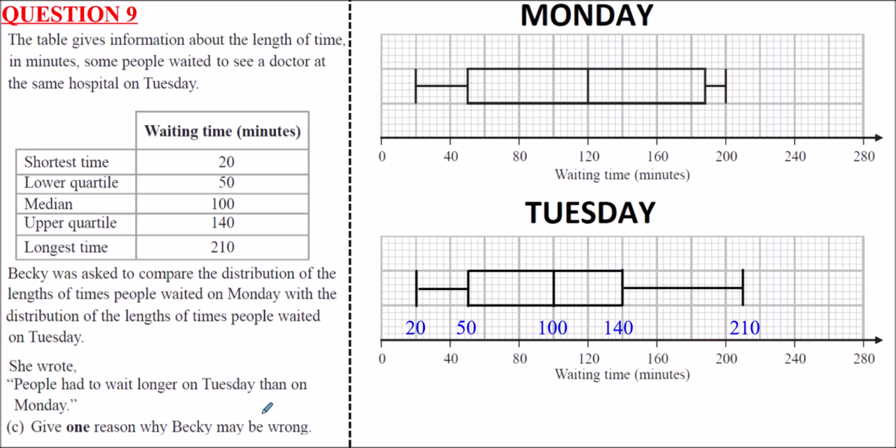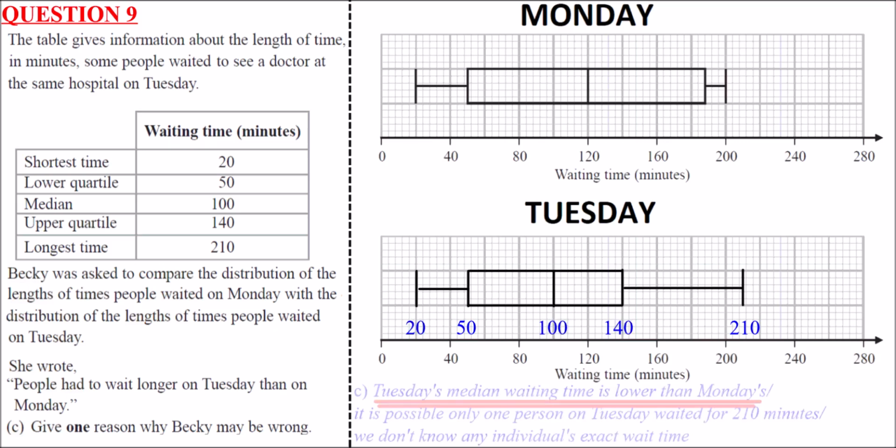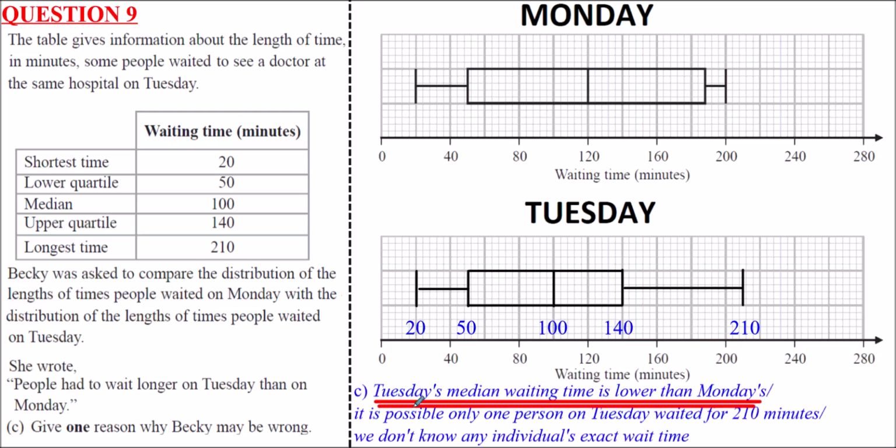Of the several things you could put down, I'm going to mention the 3 most obvious, in my mind at least. So what I'd suggest would be one of the following. I've underlined in red what I think the most obvious one is. Tuesday's median waiting time is lower than Monday's. The median for Tuesday is 100, the median for Monday's was 120. So because Tuesday's median is lower, that suggests that on average, people wait less time on Tuesday than they do on Monday. So the most obvious one for me is just say Tuesday's median time is lower than Monday's, so therefore on average, they probably wait less on Tuesday, not more.